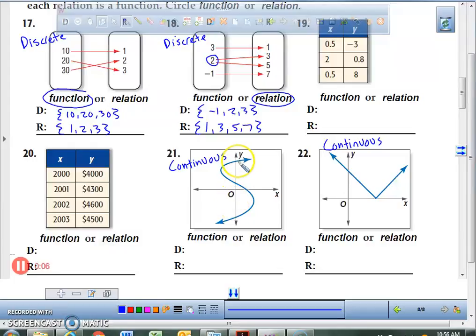The vertical line test. You can even use the y-axis here as your vertical line test because it crosses here, and here. So this is continuous, but it's a continuous relation, okay? And the domain and range happens to be all real numbers because all real numbers are being plotted, okay? So the domain and range are all real numbers, but it's a continuous relation. Yes? Question?